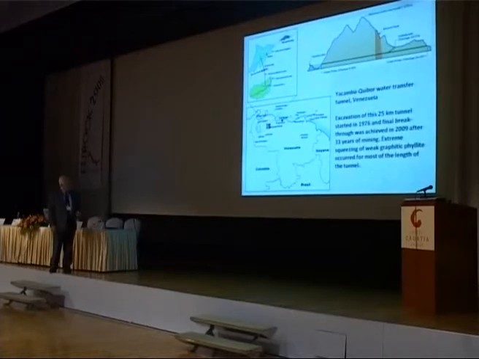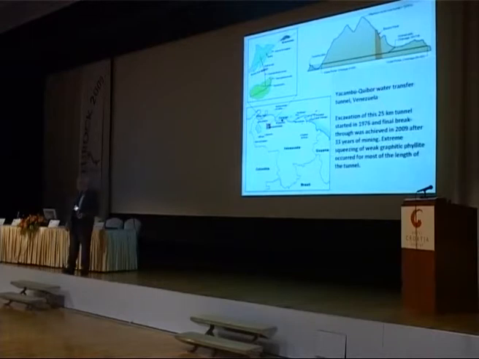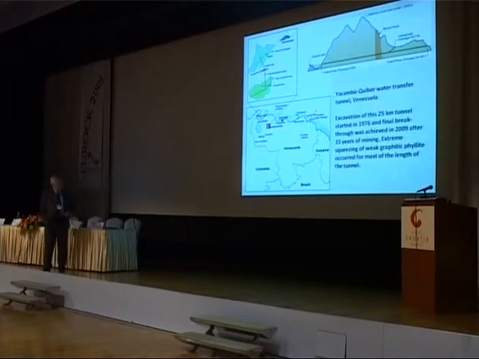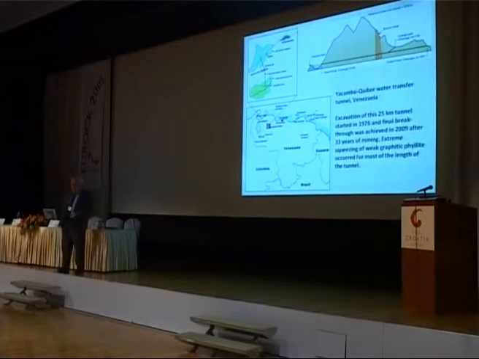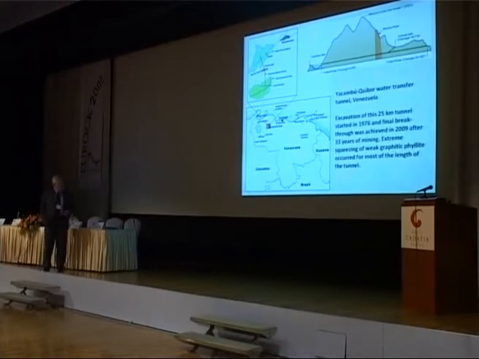For the Yacambú-Quibor tunnel in Venezuela, this tunnel started in 1976. It is 25 kilometers long at a depth of up to 1,200 meters through the Andes in Venezuela to bring water from the wet Orinoco basin to the dry side. Finally, it broke through in July of this year after 33 years of mining and huge problems of squeezing, but it's finally through now.